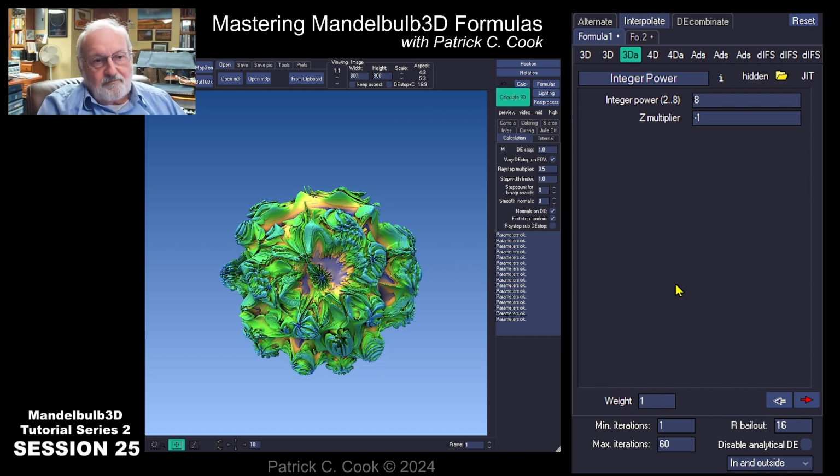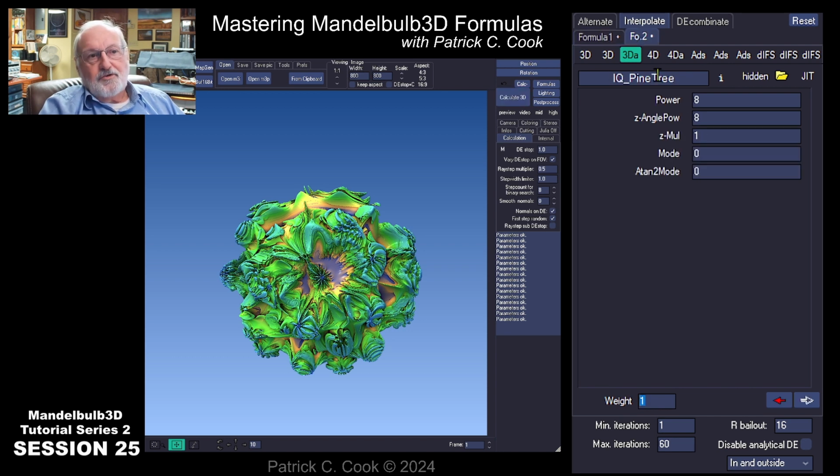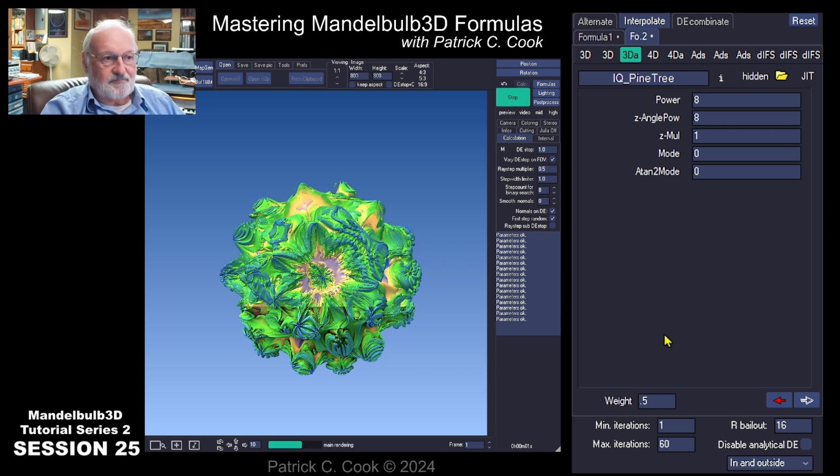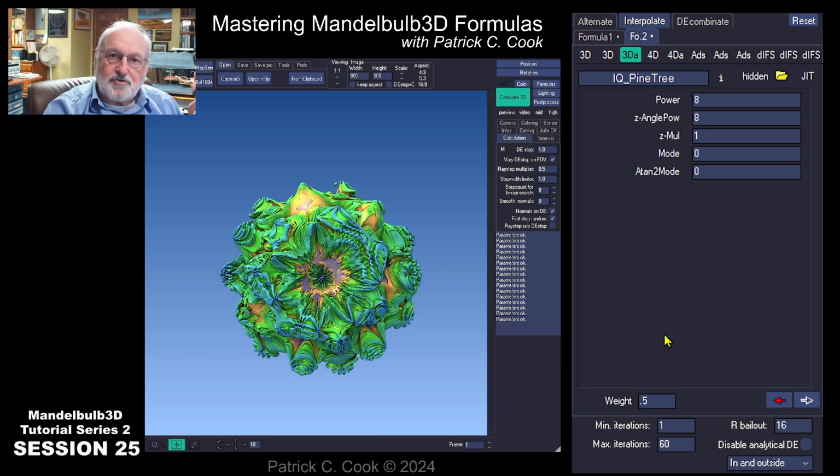Let's just kind of prove what I just said. Let's go back over to IQ Pine Tree, and I'm going to give that a weight of 0.5. So it's only going to have half of a weight relative to the integer power. Let's see what it looks like. You see how the integer power object is more prominent now?